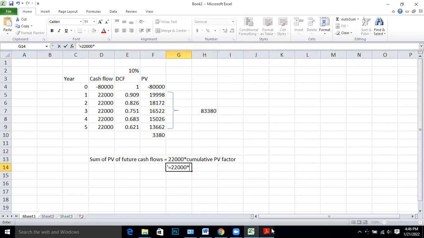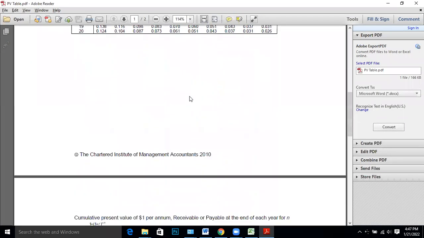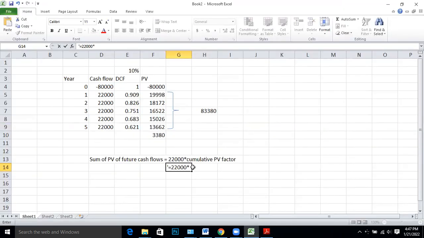Cumulative PV factor. Go to the table. Don't use this table. There is another table. Look at here. Cumulative present value table. Can you see here? We are at 10%, 5 years, because the cash flow continues for 5 years. Look at the figure we have: 3.791. 10%, 5 years. Use that here, 22,000 into 3.791.